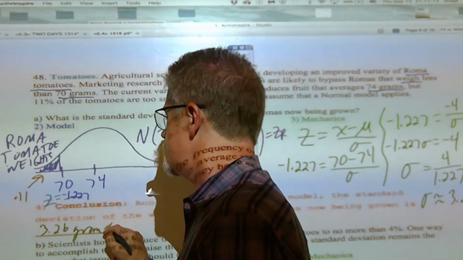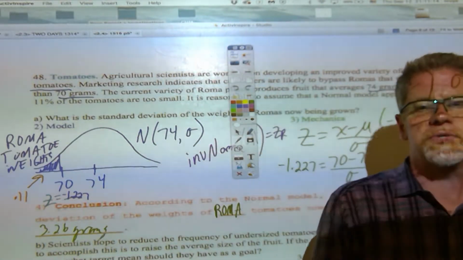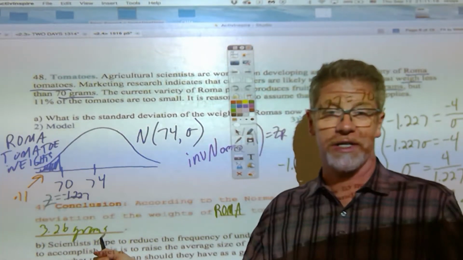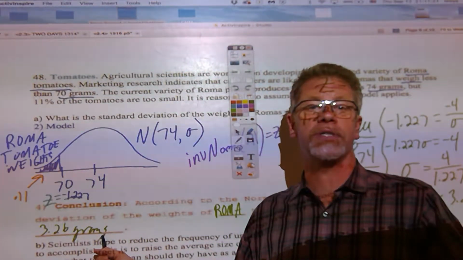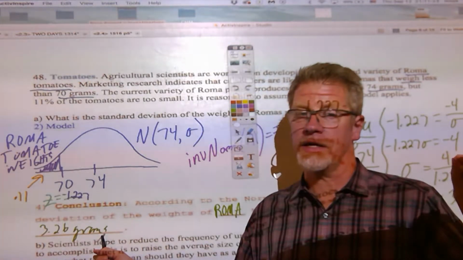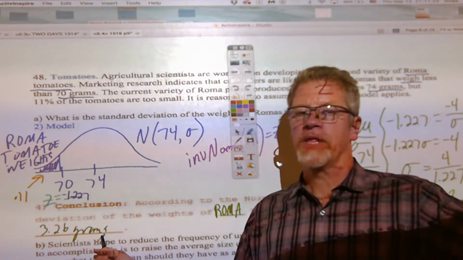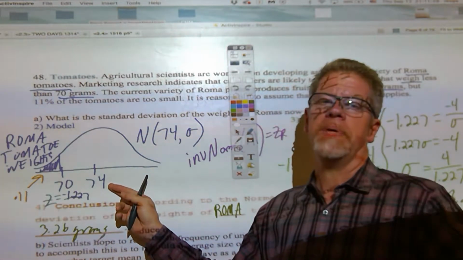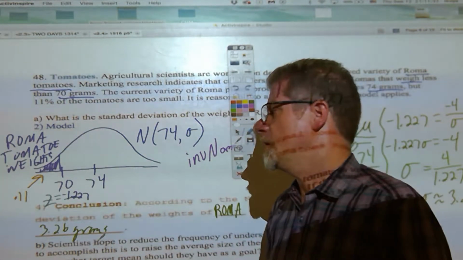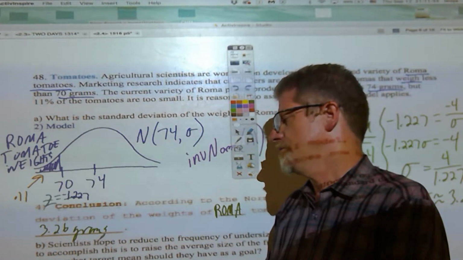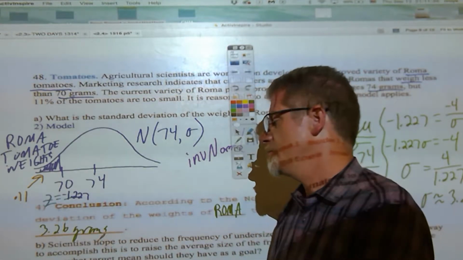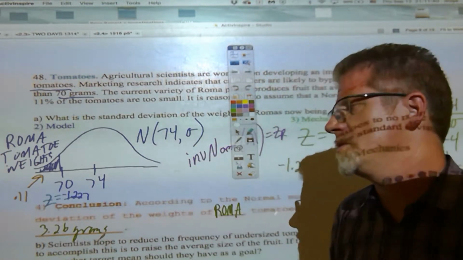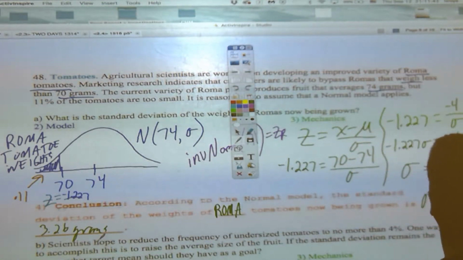If someone asked you to interpret the 3.26 grams, you should be able to look at that and say, well, 3.26 grams is the typical difference between a particular Roma tomato's weight and 74 grams, which is the mean Roma tomato weight. That's what we mean by 3.26 grams. The typical difference between a particular Roma tomato and the mean weight of a Roma tomato.